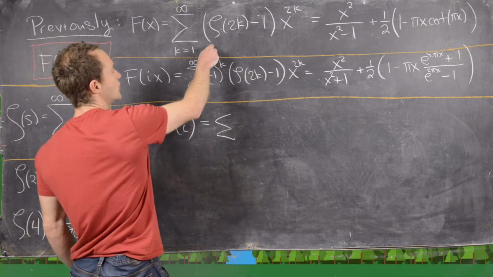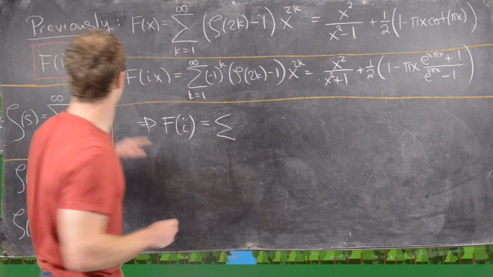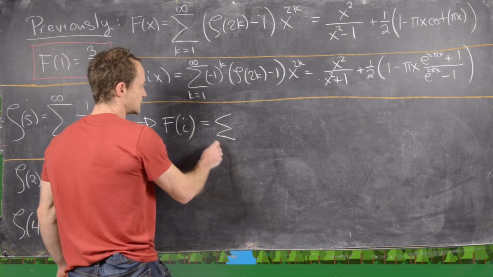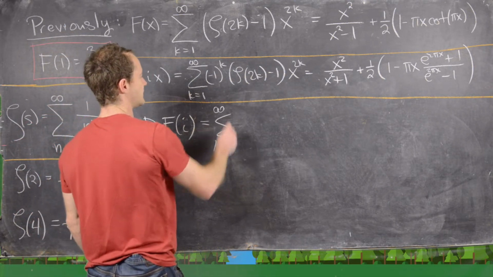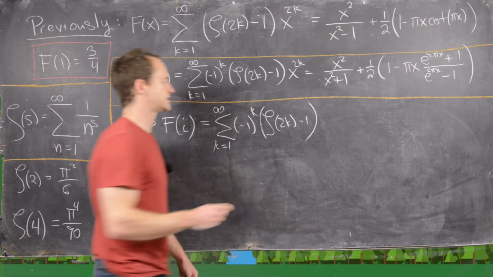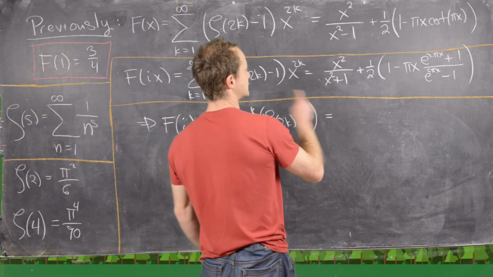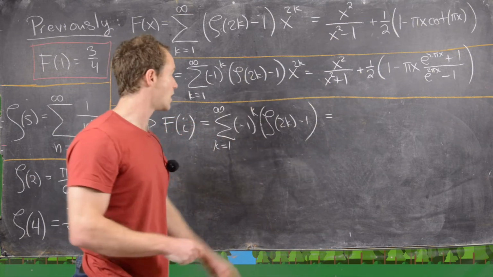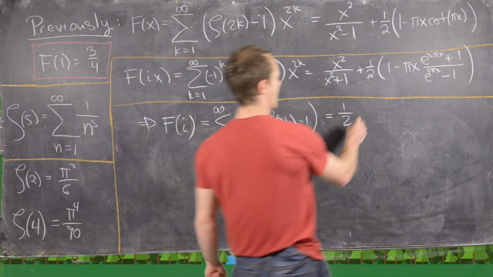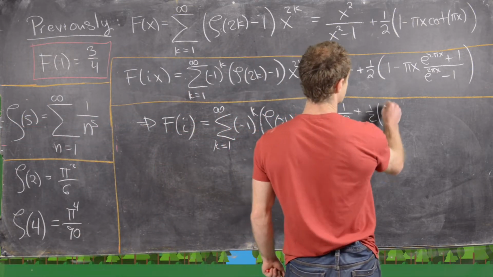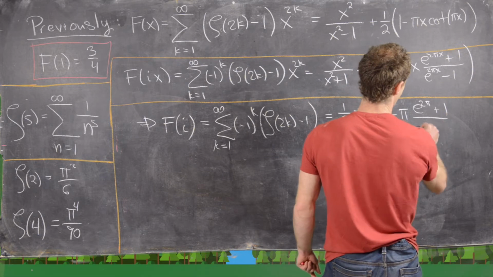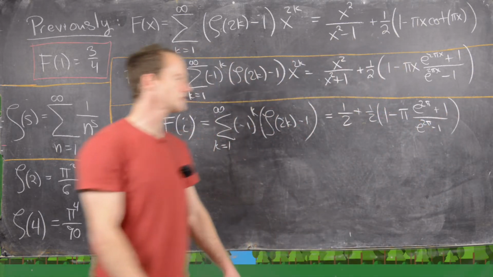So if we do f of i, in other words, this thing evaluated at x equals 1, that's going to give us an alternating version of this identity right here, which led us to f of 1 equals 3/4, which again was from a previous video. So in other words, that's going to give us the sum k equals 1 to infinity of minus 1 to the k zeta of 2k minus 1. So that alternating sum is going to be equal to, plugging in x equals 1 for this, we're going to get 1/2 for this term. So it's 1 over 1 plus 1. And then we're going to have plus 1/2 times the quantity 1 minus pi times e to the 2 pi plus 1 over e to the 2 pi minus 1. So we get something like that.